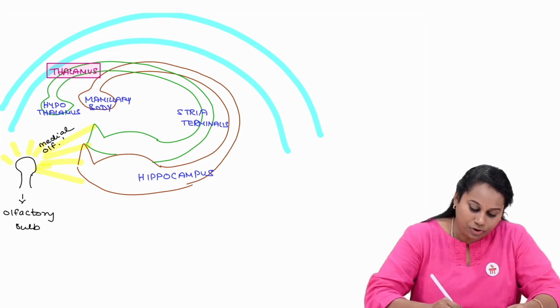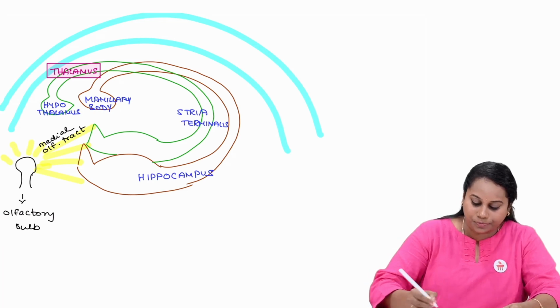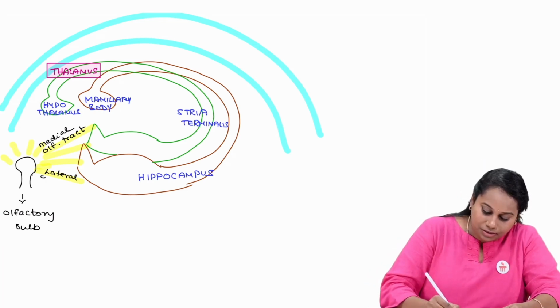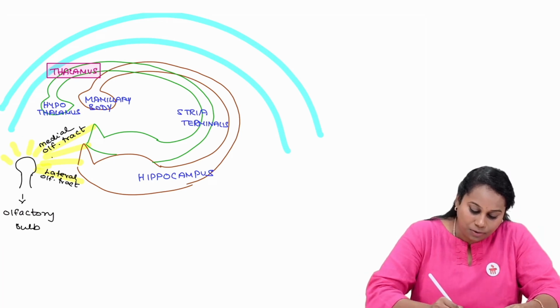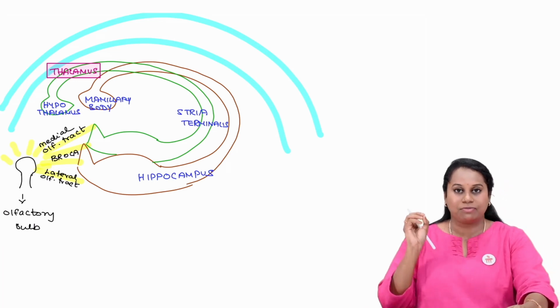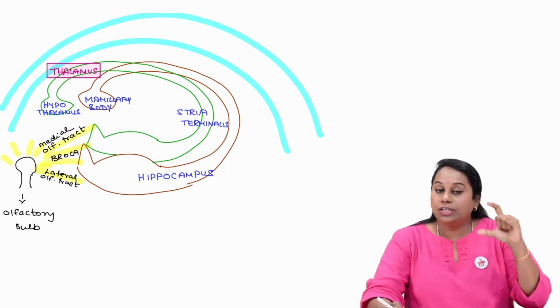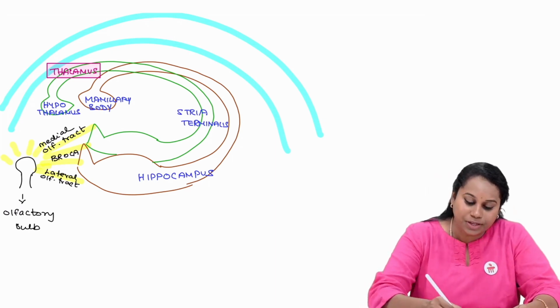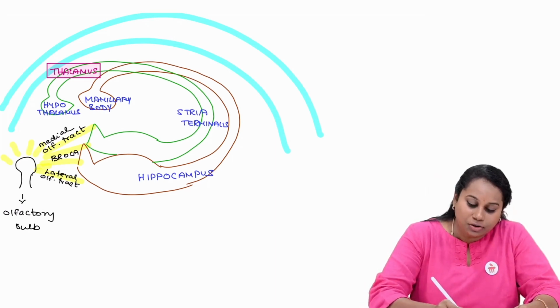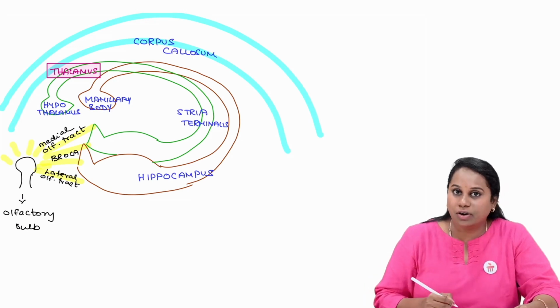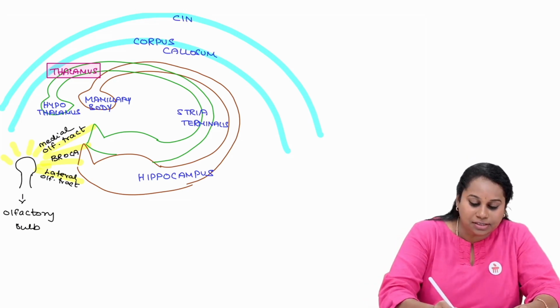Medial olfactory tract, lateral olfactory tract. And this band is called the diagonal band of Broca, a band of light coming from there. What are the two seas here? We'll name them. The inner sea is called corpus callosum. The outer sea is called cingulate gyrus.